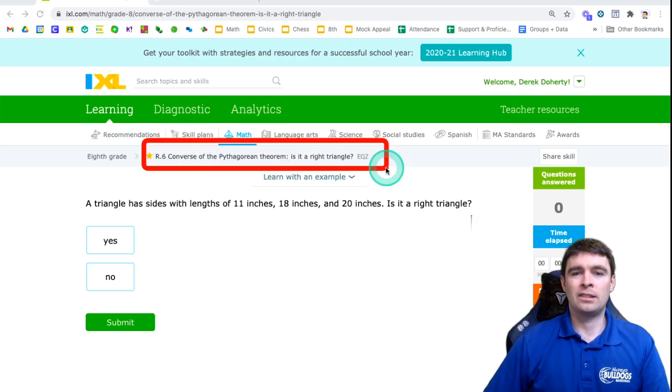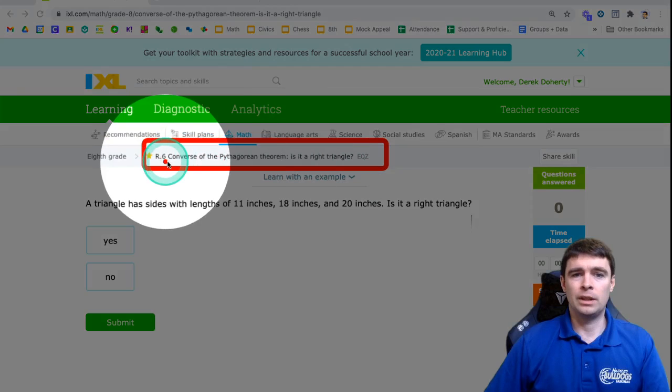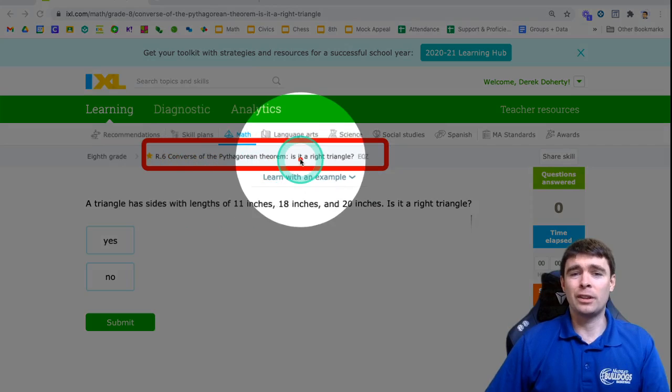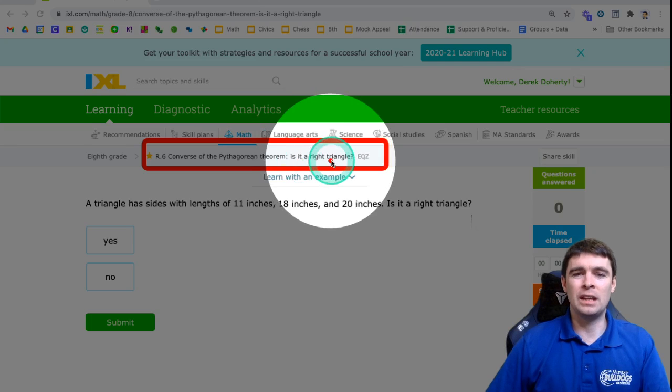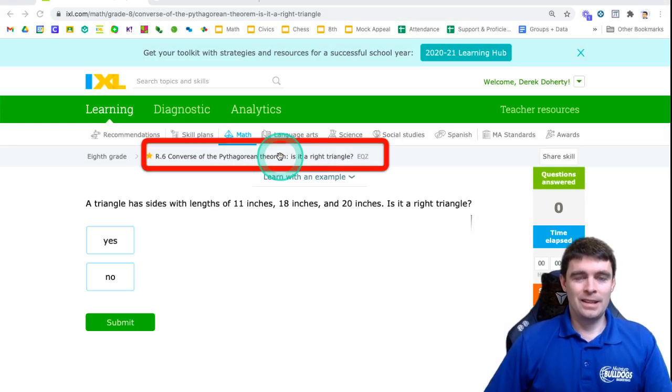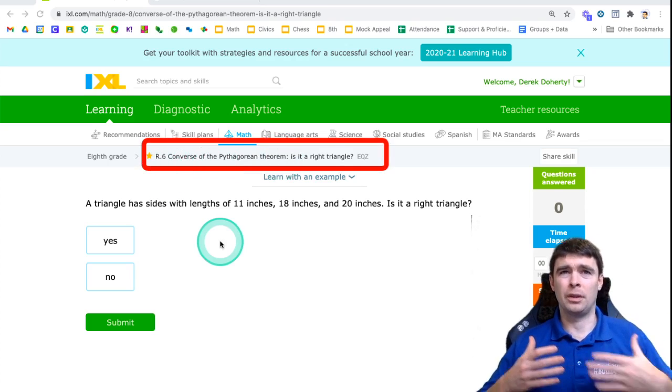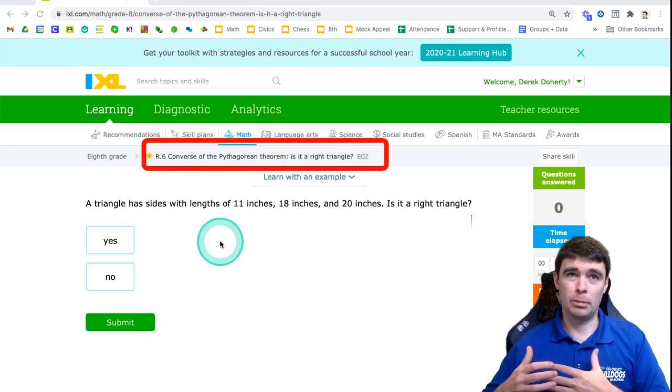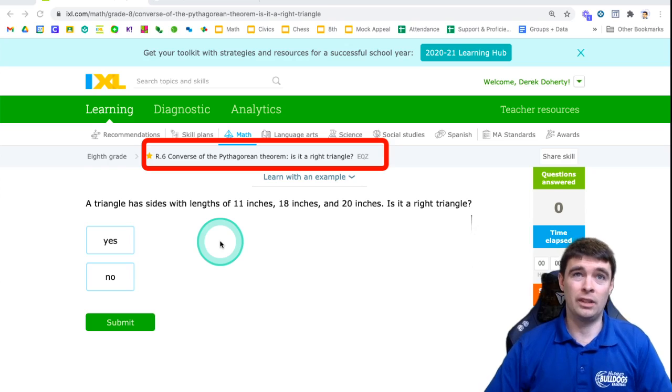R6 deals with the Pythagorean theorem, like you can see on my screen right now, and specifically it's always asking, are the dimensions that we gave you the correct dimensions for a right triangle? They call it the converse of the Pythagorean theorem. We've been using the Pythagorean theorem to find a missing side of a right triangle, but it can also be used to determine if a triangle is a right triangle or not.